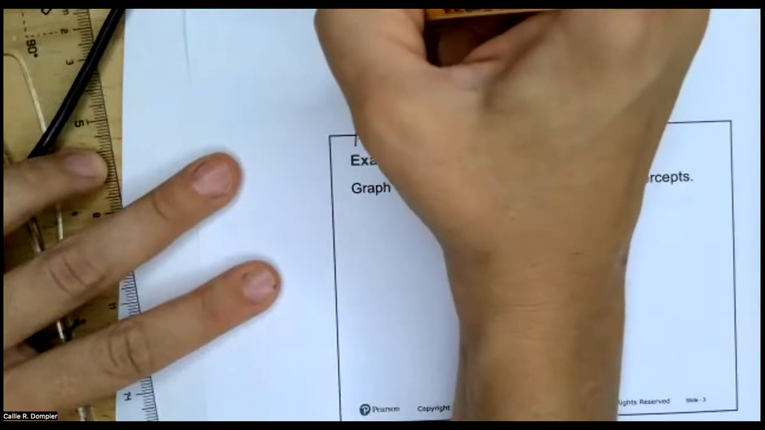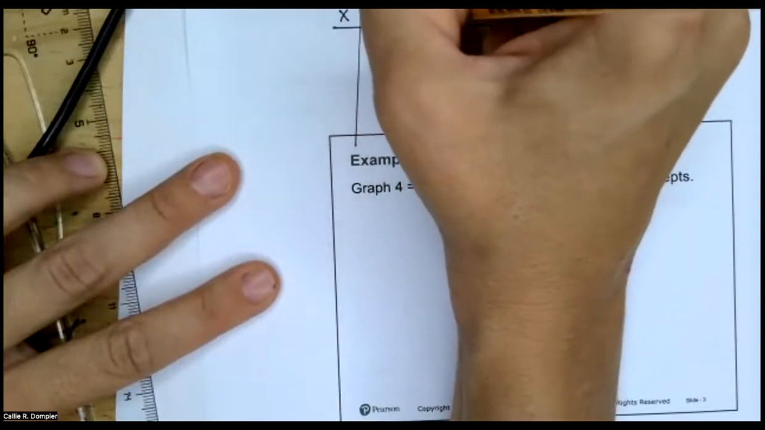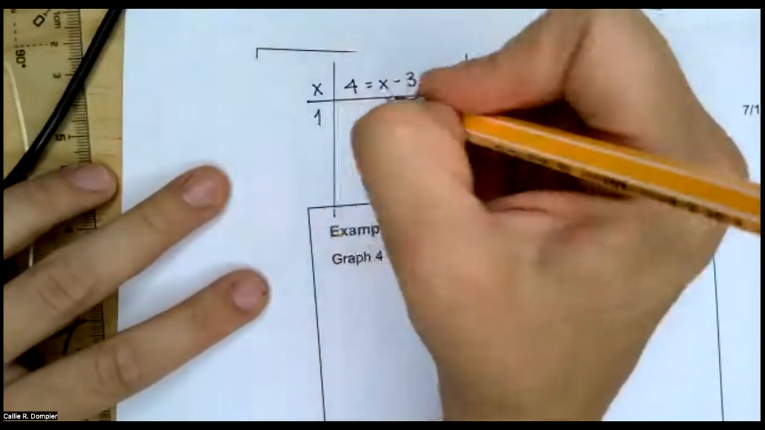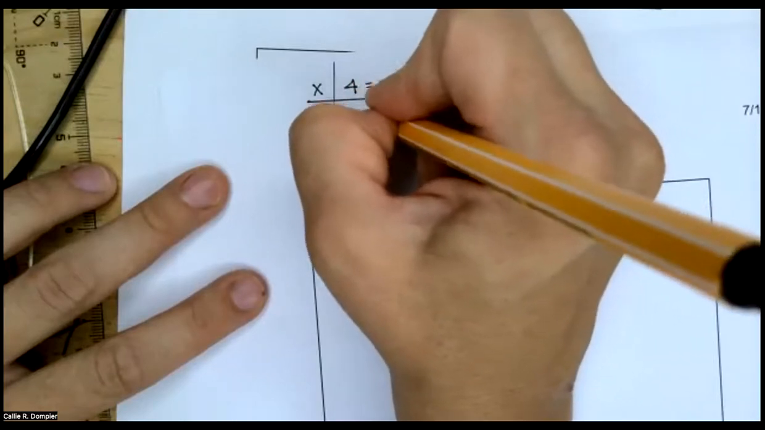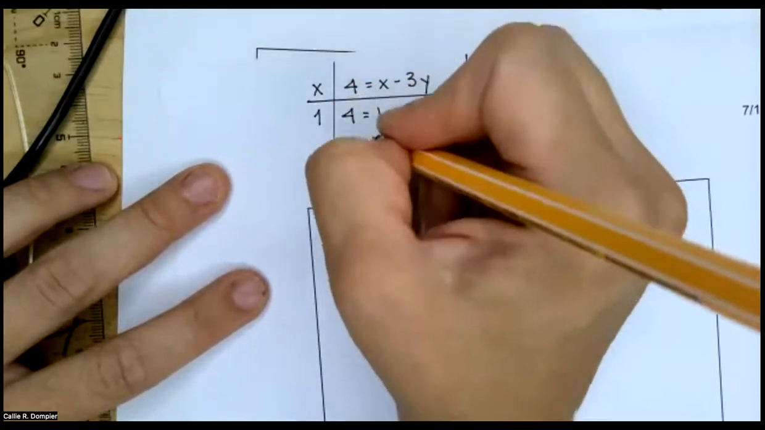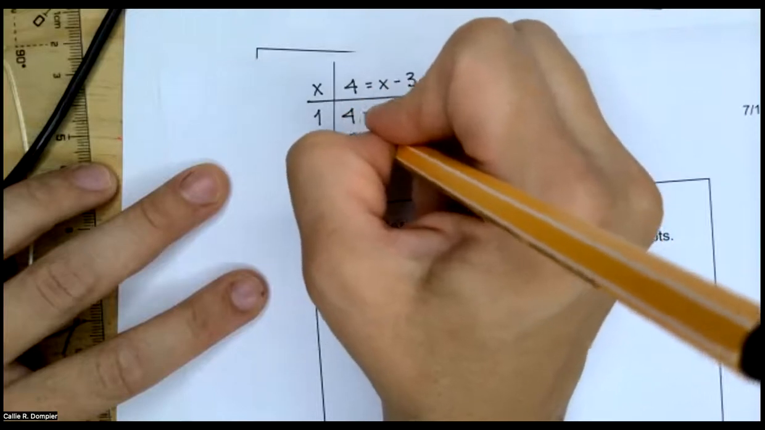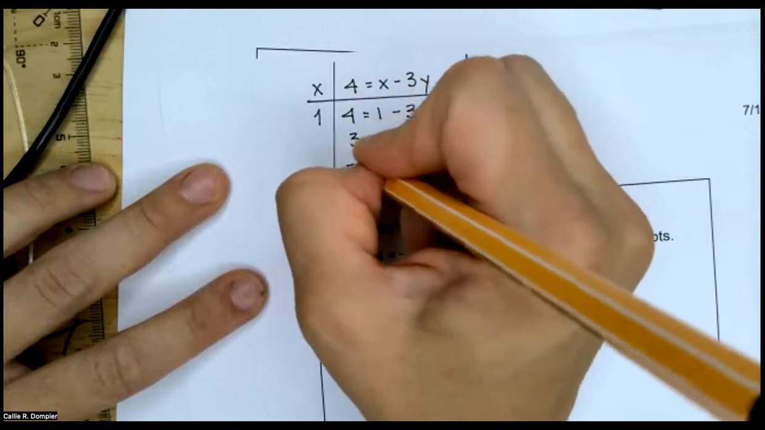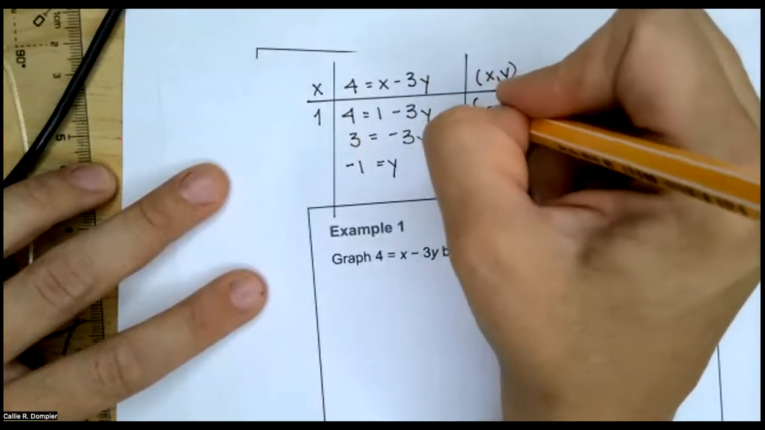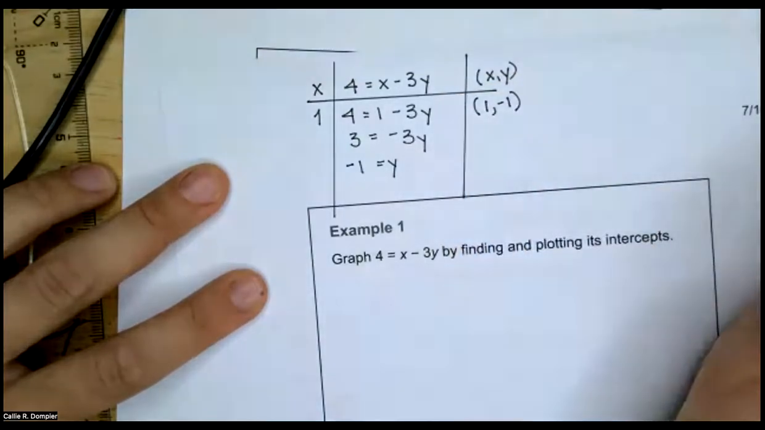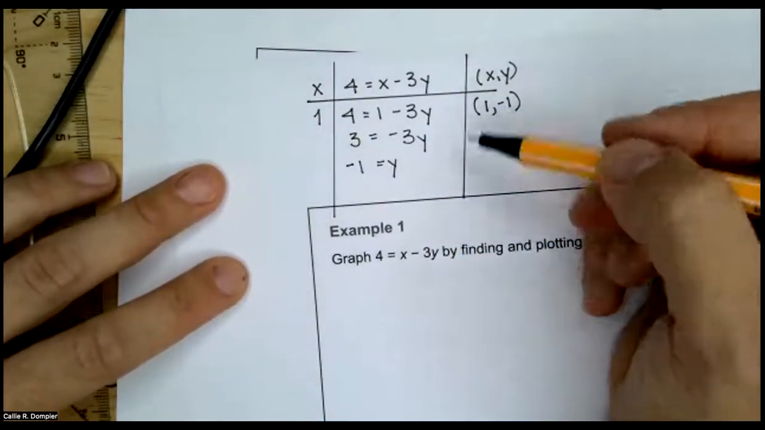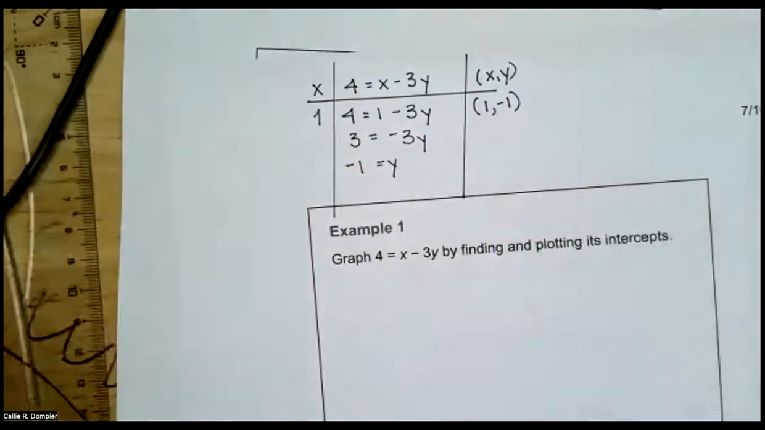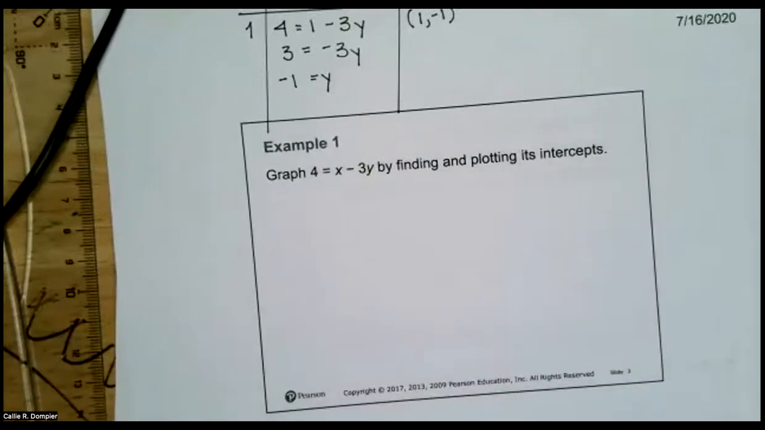And our equation is 4 equals x minus 3y, right? We were just saying when x is 1, 4 equals 1 minus 3y. So that means 3 equals negative 3y. So that means negative 1 equals y, right? So then my point would be 1, negative 1, if I did the math correctly. That's what we do when you want a table and you're just choosing whatever x values you want. That is not what we're doing if they ask for the intercepts, okay?